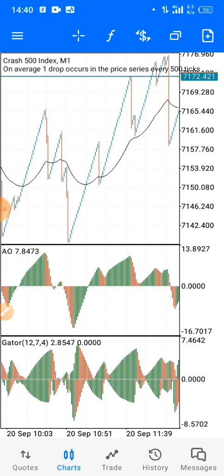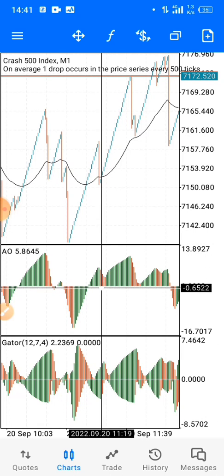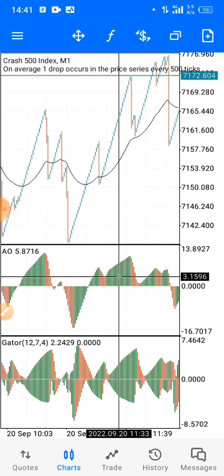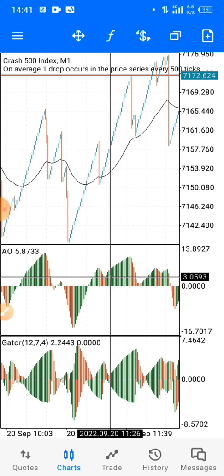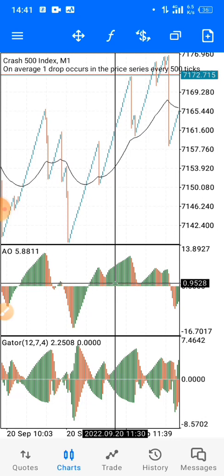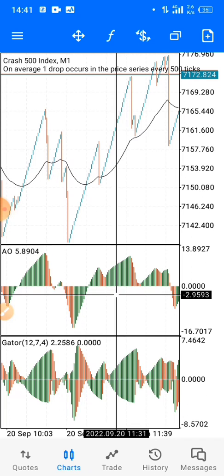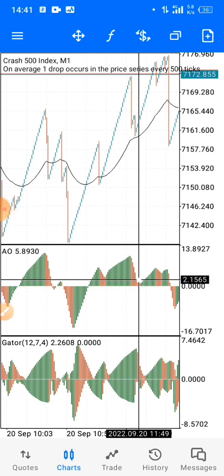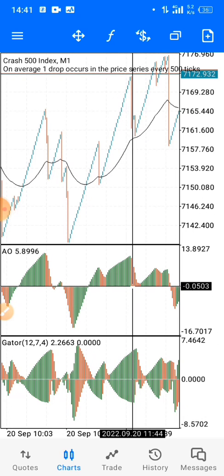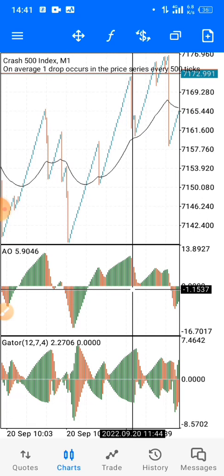On the Awesome Oscillator, for buys, we only enter when these bars are above the level 0, and we enter when the small bars turn green. So firstly, they have to be above 0, and then they turn green. And when it's a sell, this is for Boom, we only enter when it is below level 0 and the small bars turn red. That's how we use the Awesome Oscillator. For more information, you can check out my previous video.